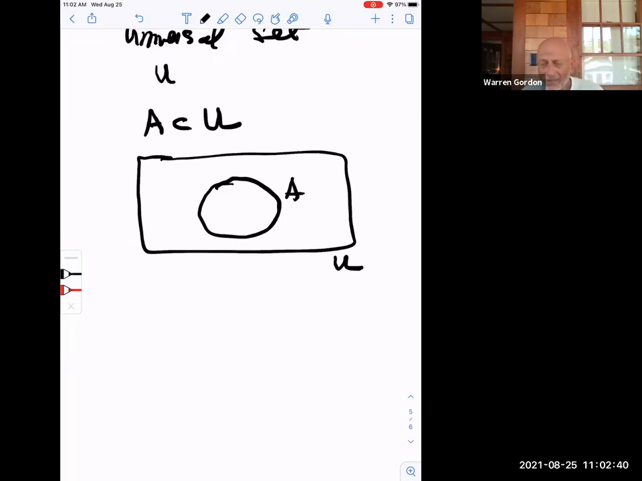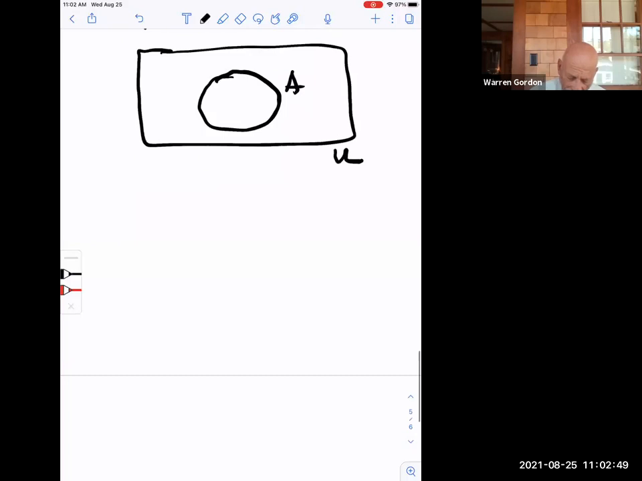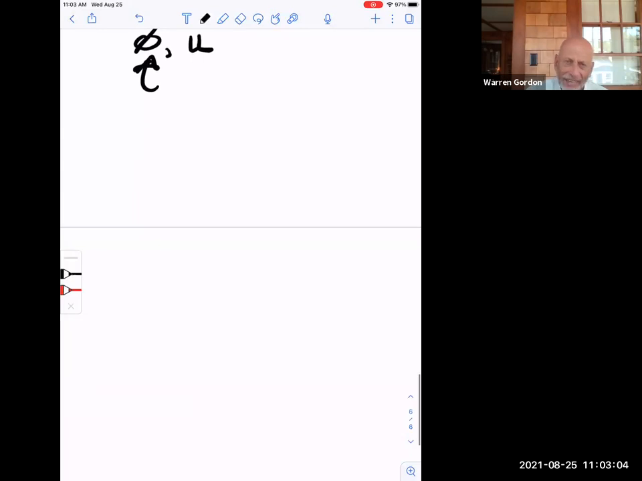So it's usually pretty obvious what the universal set is in the context of discussion, or if it's not obvious, it'll be given to you. So we have these two unusual sets, the empty set and the universal set. The empty set, in a sense, is the smallest possible set. There's nothing in it. And the universe is the largest possible set. It has every element under discussion in it, and every other set must be a subset of it. So now we're ready to develop an algebra of sets.